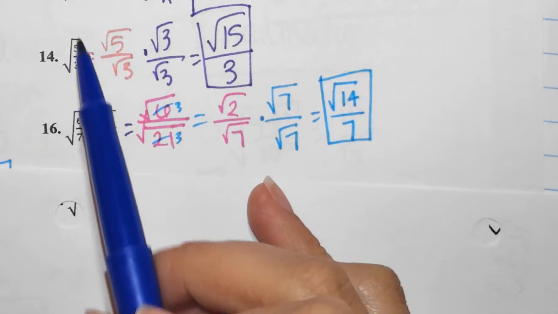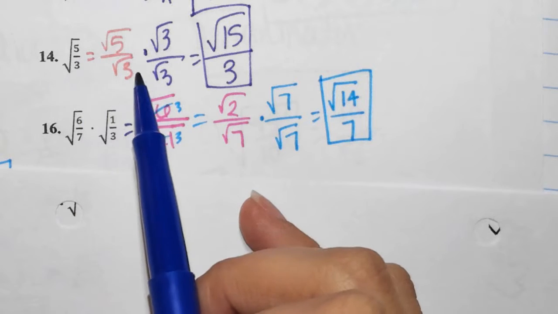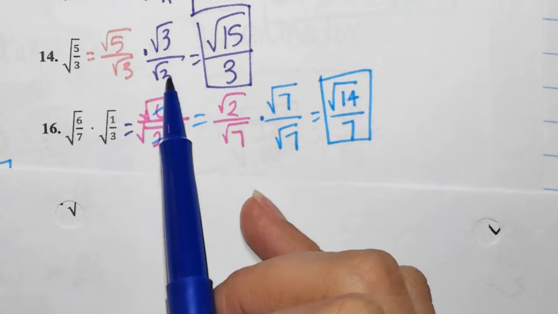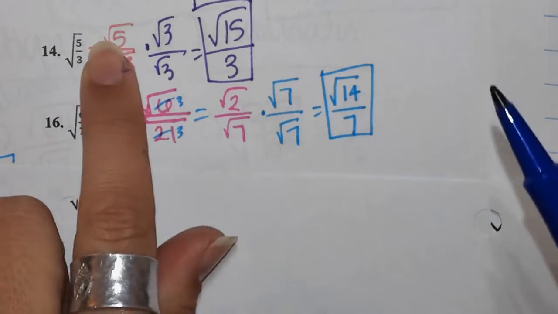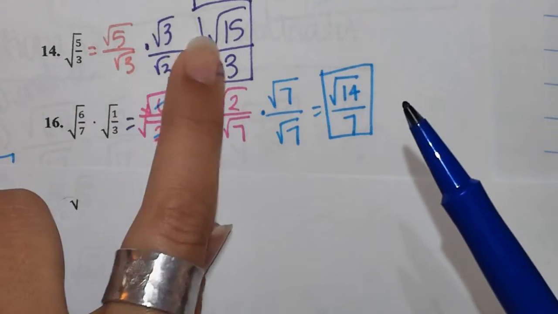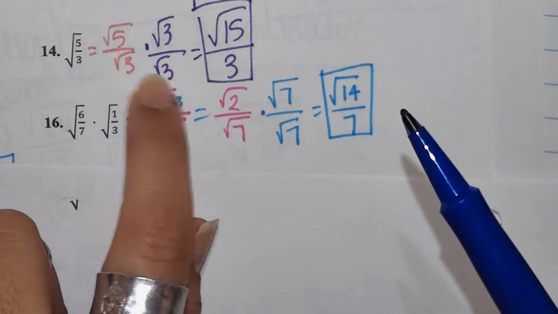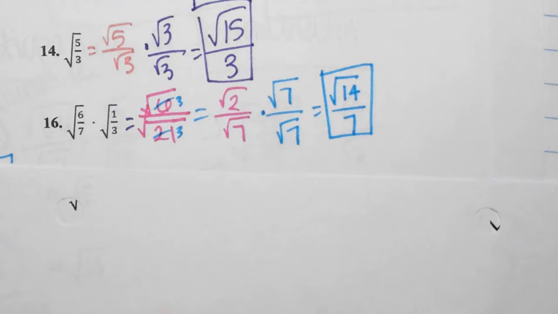Number 14, since I can't reduce, I went ahead and broke it up. And then I multiplied the top and bottom by the square root of 3. Because I need to rationalize it to get rid of the 3. So then the square root of 5 times the square root of 3 gave me the square root of 15. The square root of 3 times the square root of 3 gave me 3. Does that help anybody make a little bit more sense?